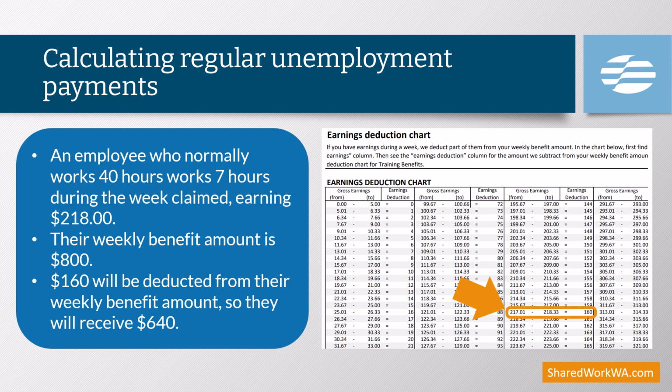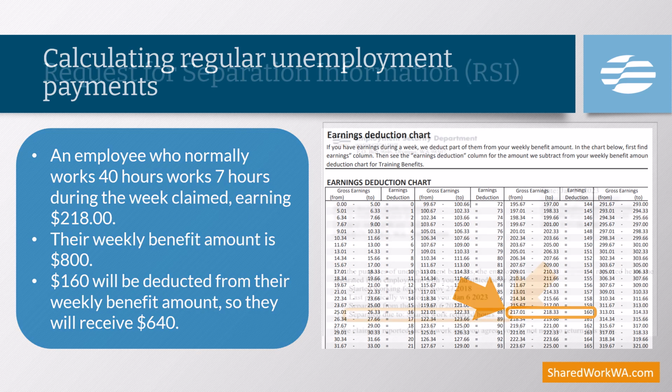Find the range that the gross earnings for the week are between on the deduction chart. Then take the amount in the We Will Deduct column and subtract it from the weekly benefit amount. In this example, the weekly benefit amount is $800, so we would subtract the $160, which would result in a $640 payment for the week. On screen is a portion of the earnings deduction chart. The row for earnings ranging from $217.01 to $218.33 is outlined in orange with an orange arrow pointing to it.